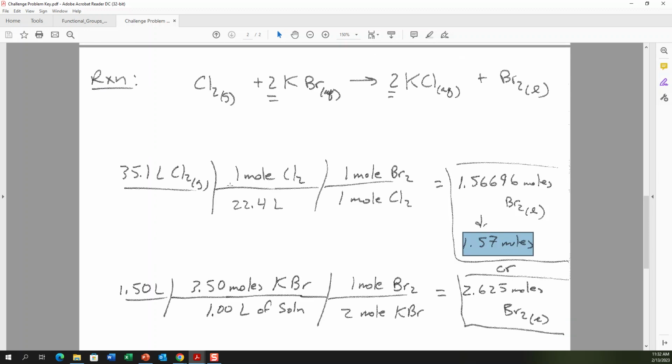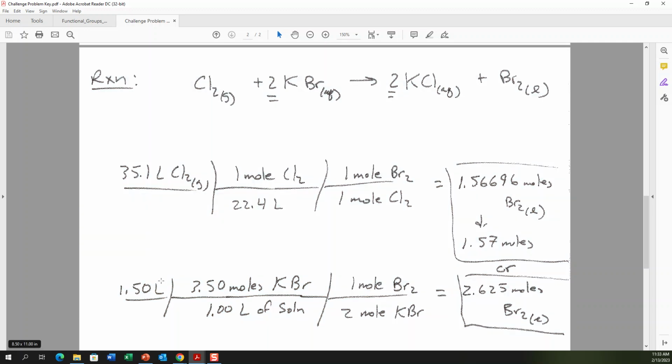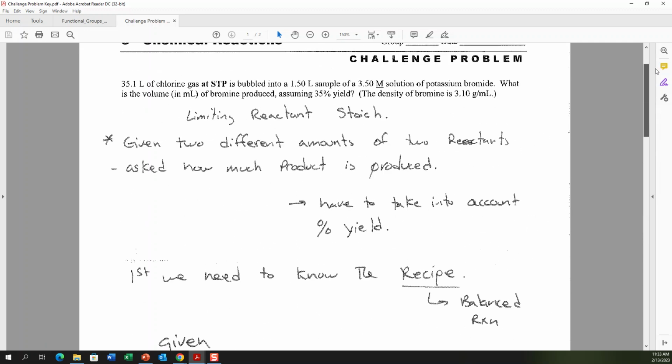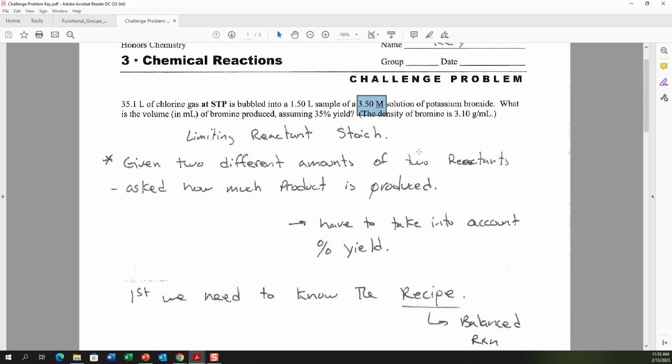But we might be limited by the amount of potassium bromide. So I'm going to take my amount of potassium bromide and figure out how much bromine I could get. In this case, we were given liters of our solution and we were given the molarity. Remember, molarity is moles per liter. So that 3.5 capital M measurement from the question means 3.5 moles of potassium bromide for every 1 liter of solution. So molarity is our conversion from liters of solution to moles of solute.